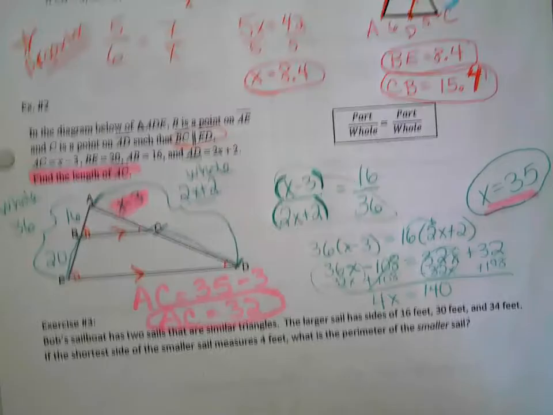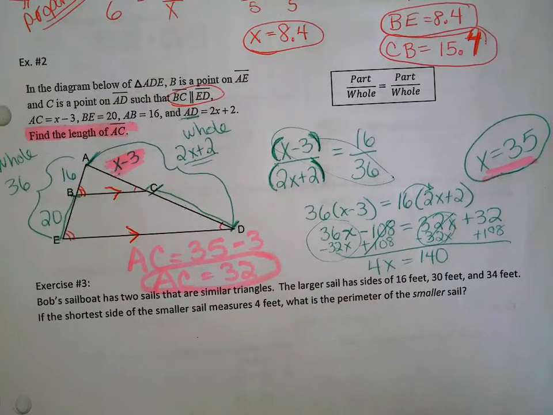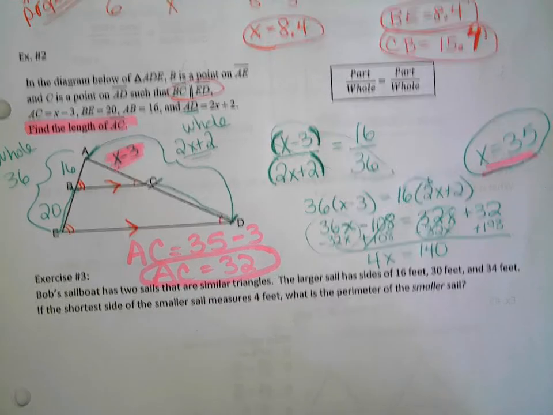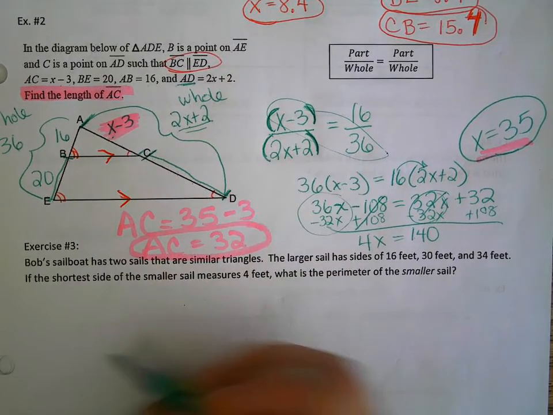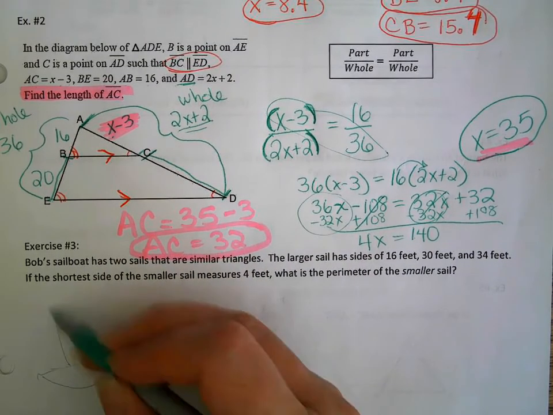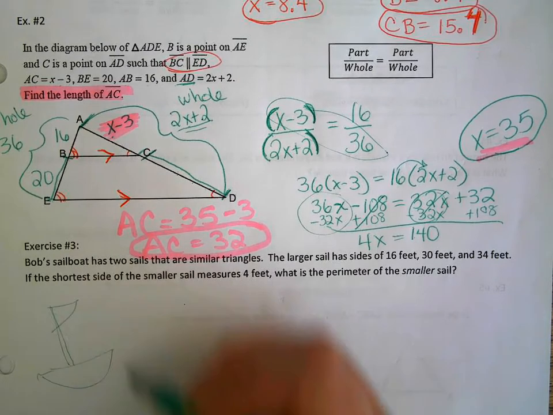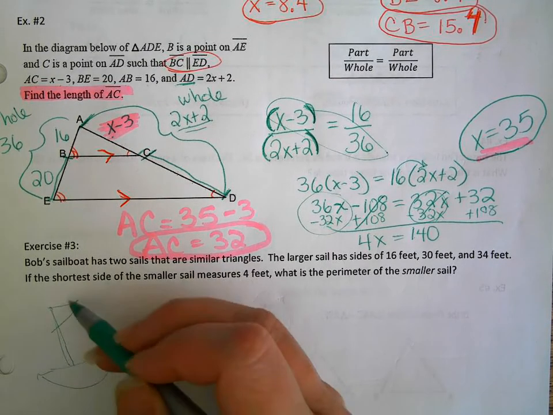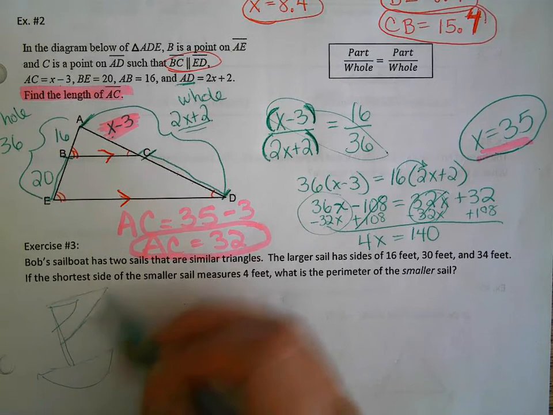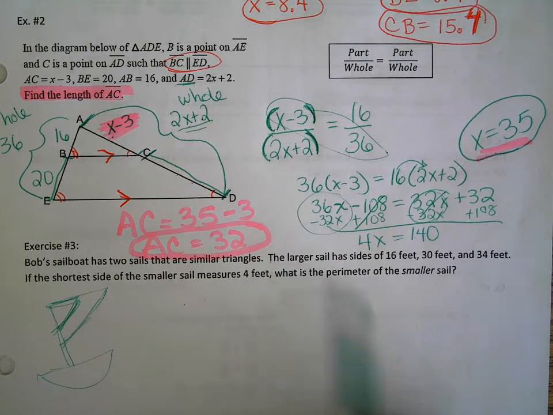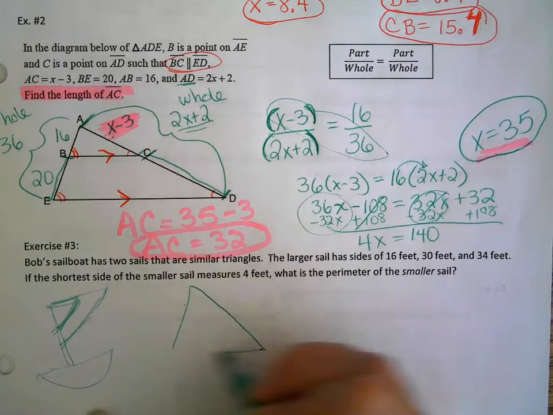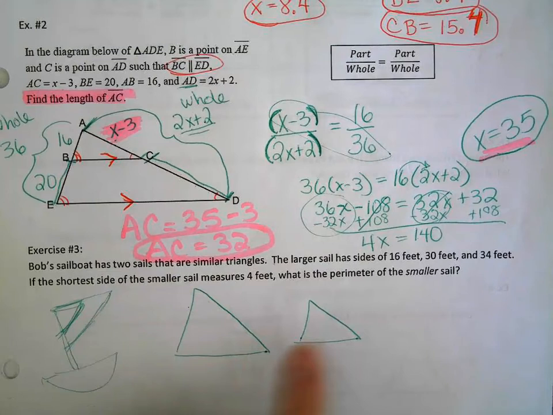Exercise 3 is starting to talk about perimeter. All right, and we're going to do some more practice with perimeter on the back of this as well. Exercise 3 reads, Bob's sailboat has 2 sails that are in similar triangles. So we have a boat. We have one triangle, and maybe a second triangle as 2 sails. The larger sail, so I like to draw my triangles not overlapping anymore.